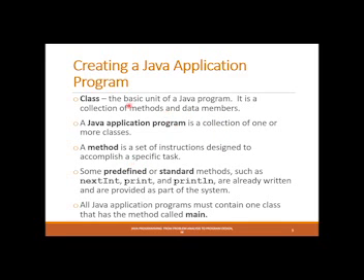What is a method? A method is a set of instructions designed to accomplish a specific task. Some predefined or standard methods such as nextInt, print, and println are already written and are provided as part of the system. All Java application programs must contain one class that has the method called main.